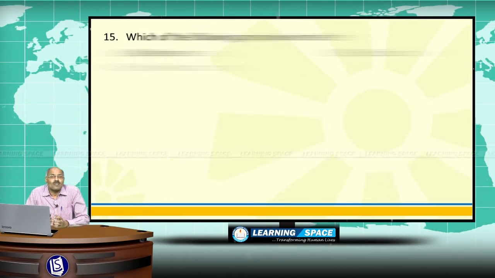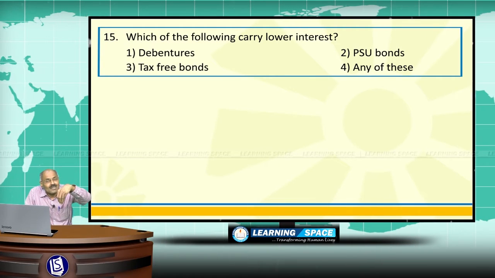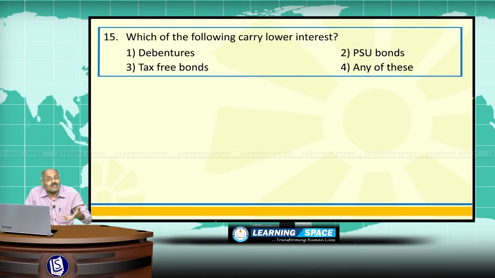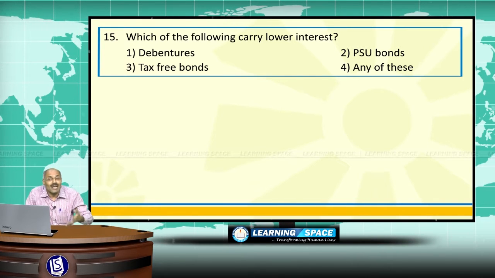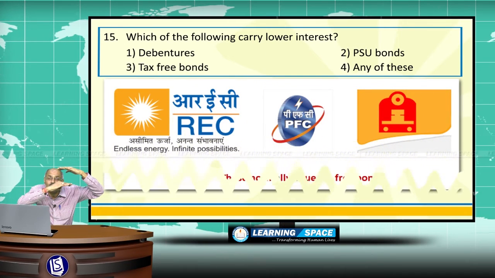Please don't forget. Which of the following carry lower interest? Here you see debentures. Debentures are normally issued by companies. Then public sector undertakings bonds.